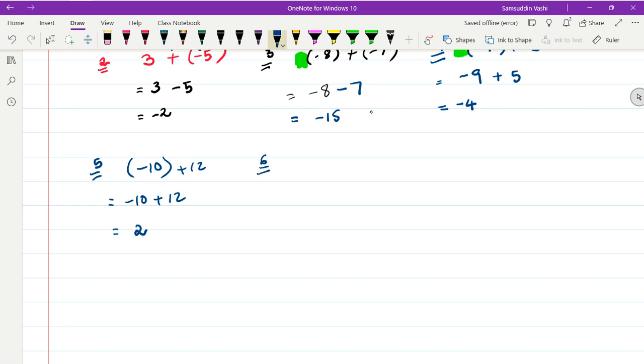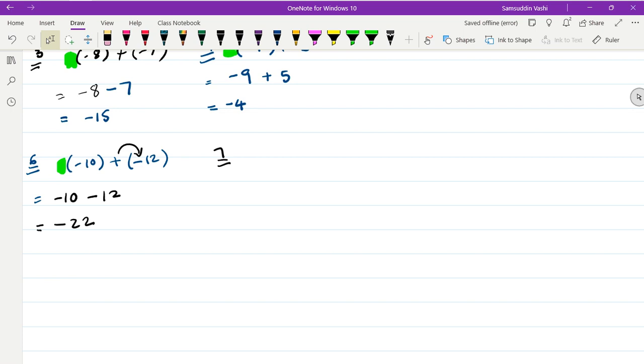Number 6. So minus 12, minus 10 in bracket, plus minus 12. So first opening the bracket, if there is nothing outside, I just open the bracket, just like that, negative 10. And here, positive times negative is negative, and 12 remains as it is. Borrow 10, borrow 12. Negative 22. Then 7.